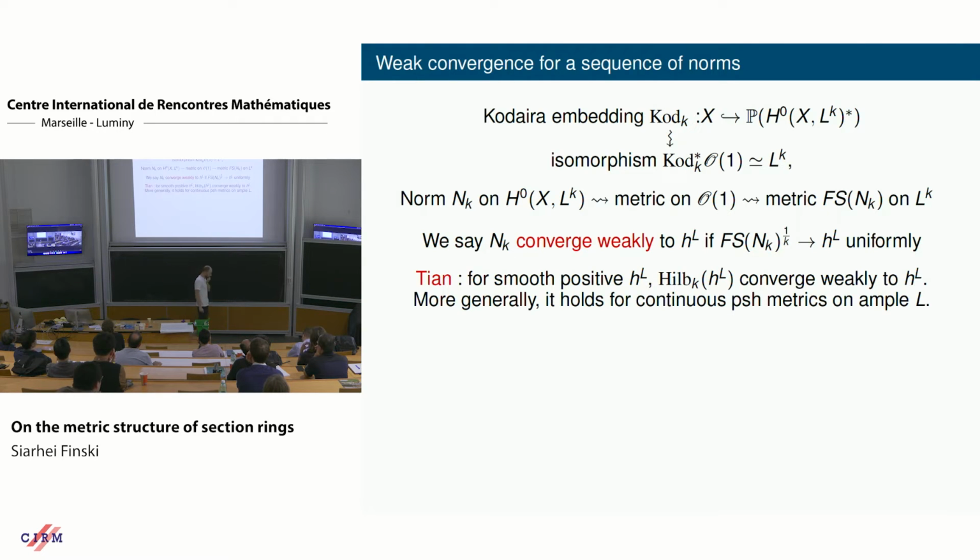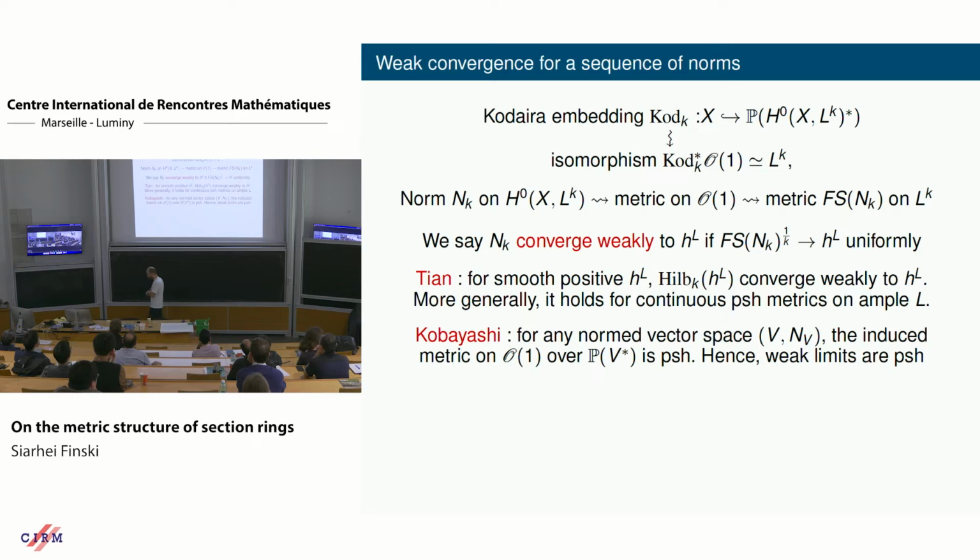And I'd like to recall the following result of Tian, which says that if you start with a smooth positive metric, then the sequence of Hilb norms which I've described previously converges weakly to the initial metric. Okay. And more generally, this proof of Tian actually works not only for smooth positive metrics, but for continuous PSH metrics, so a less regular setting.